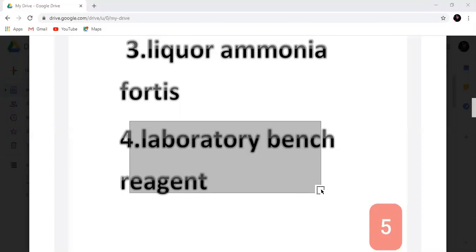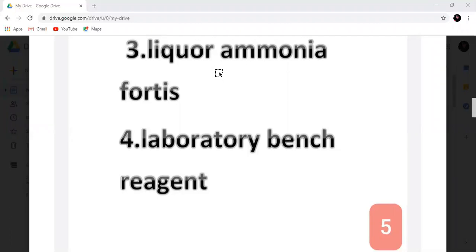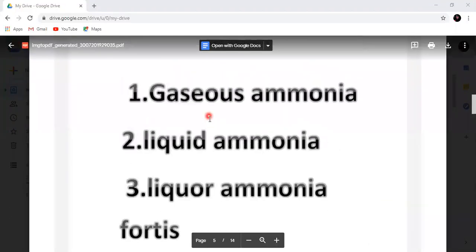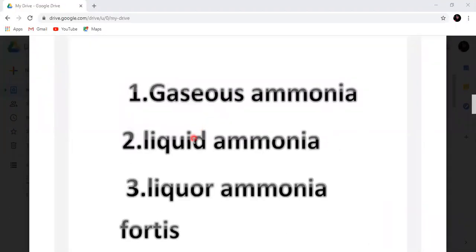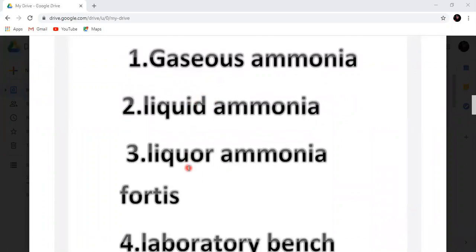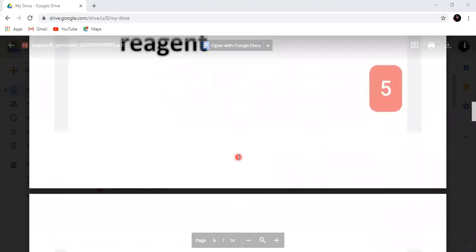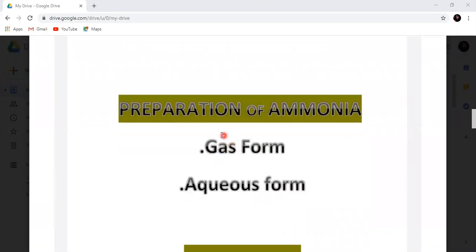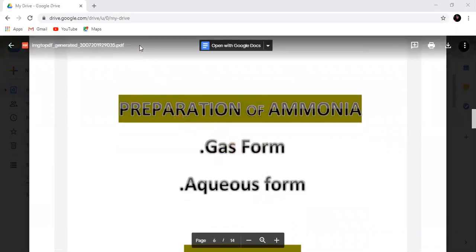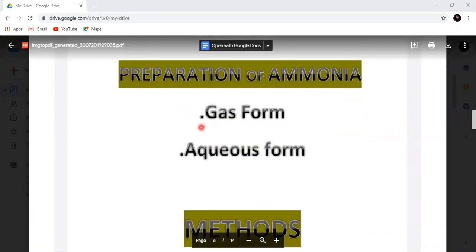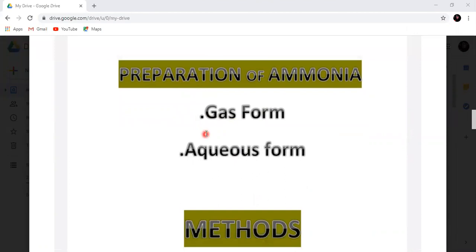It means there are different forms: first is gaseous ammonia, second is liquor ammonia, third is liquor ammonia fortis, and fourth is laboratory reagent. Those are the types. After completing the forms, we come to the very important point: how to prepare ammonia. What are the ways by which ammonia can be prepared?